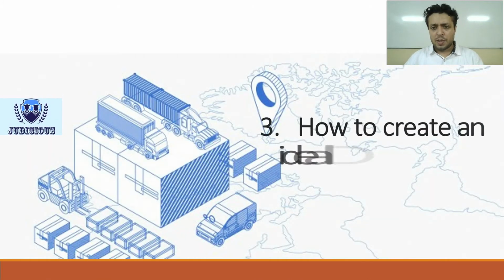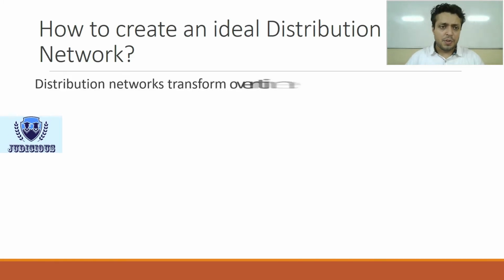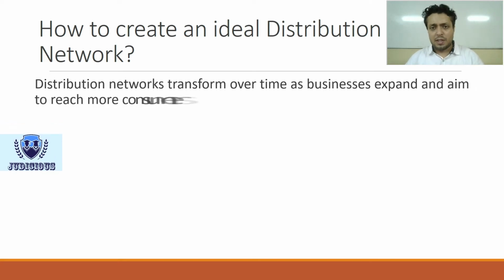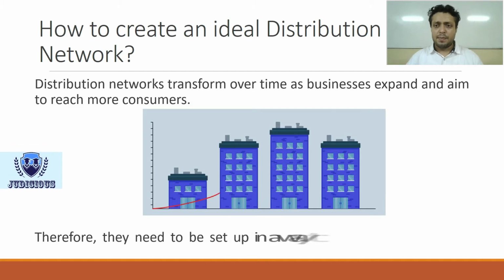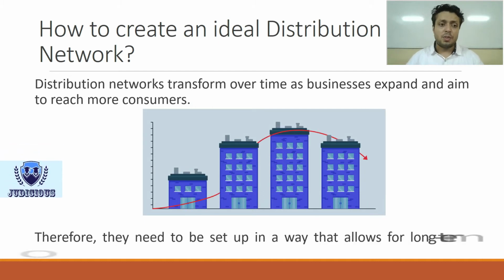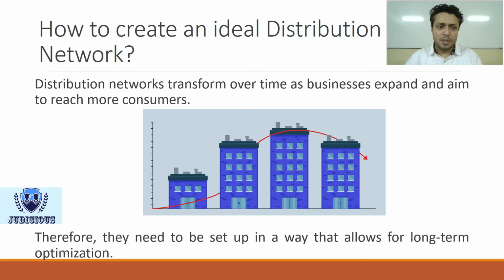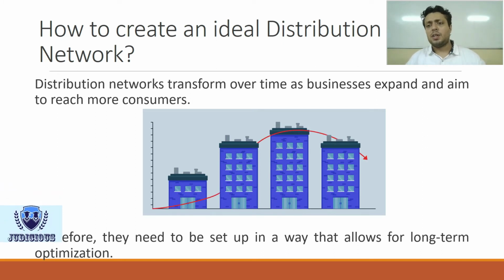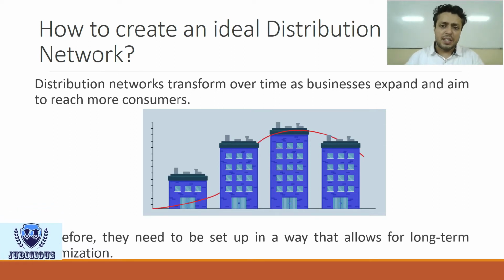Moving on to our third question, that was how to create an ideal distribution network. A distribution network transforms and changes itself over time as the business grows, because as the business grows, there is more need to reach a larger customer base. Therefore, the first thing is that the distribution network must be set up in such a way that it allows for long-term optimization to best suit the changing needs of the business.